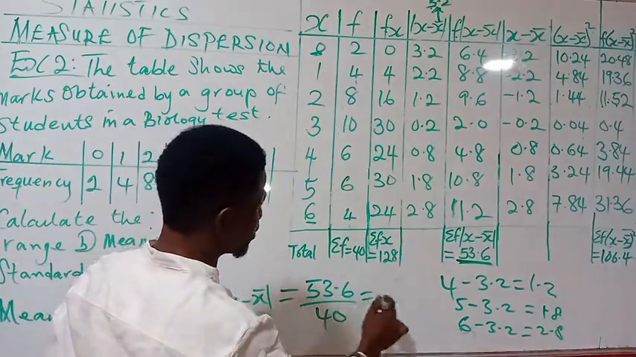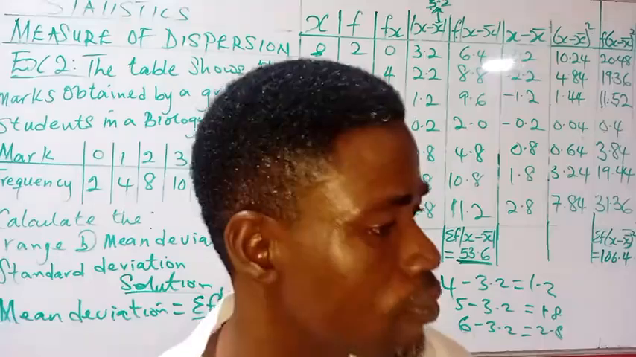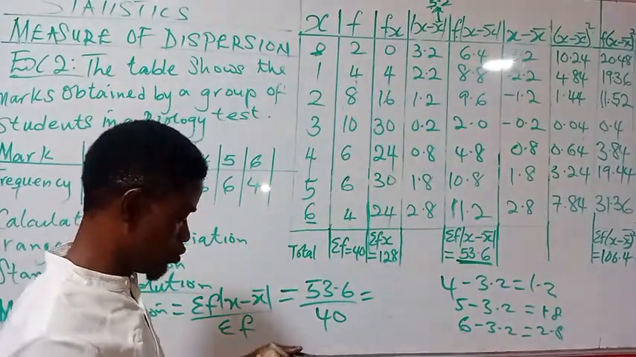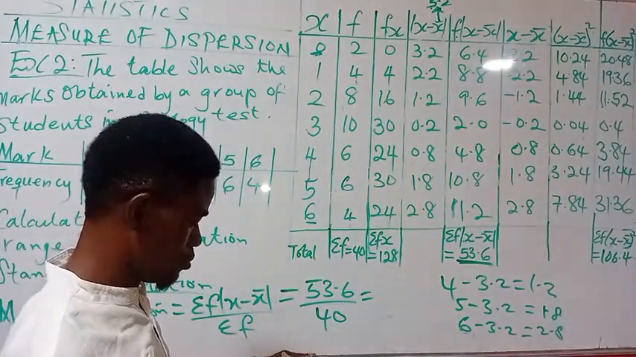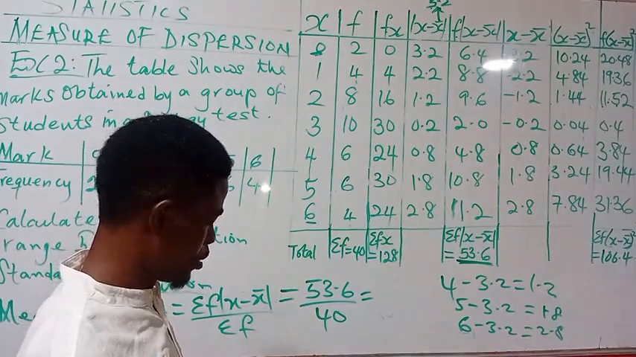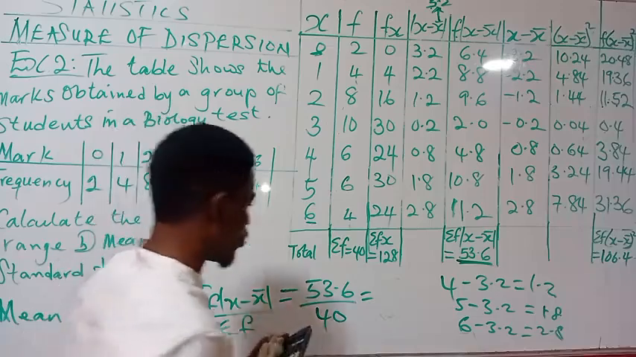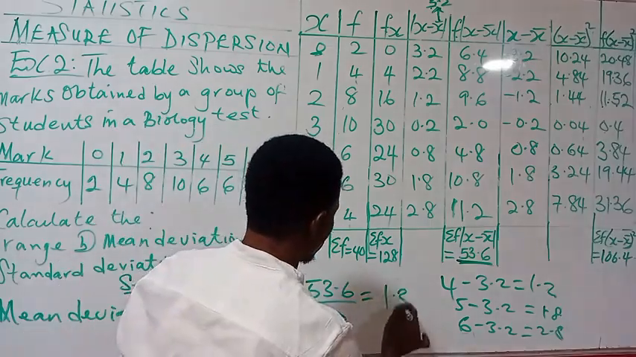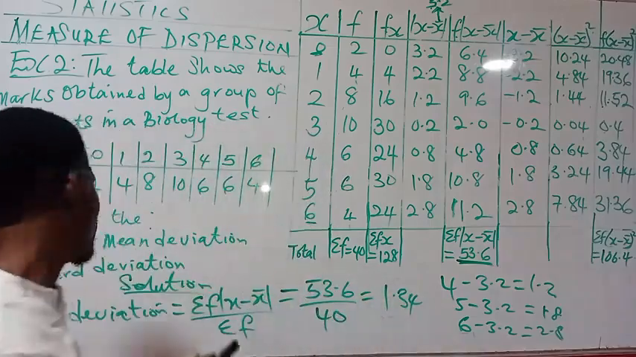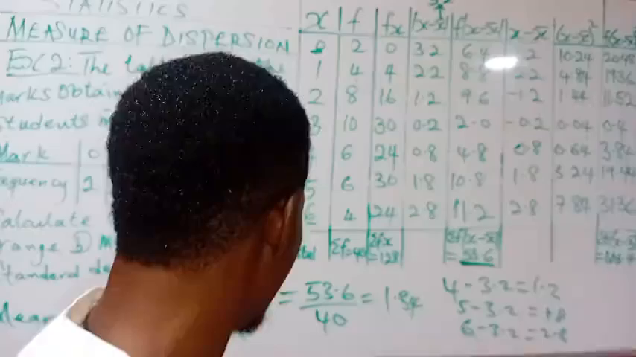So when you divide that, what do you have? We have 53.6 divided by 40, which is 1.34. So that is the mean deviation.